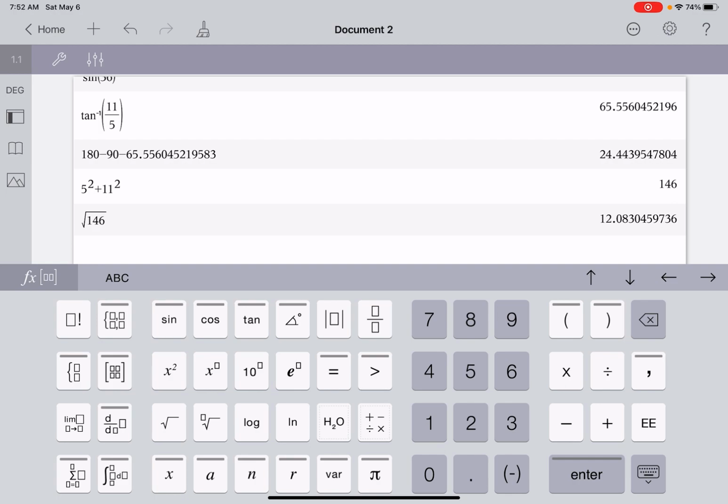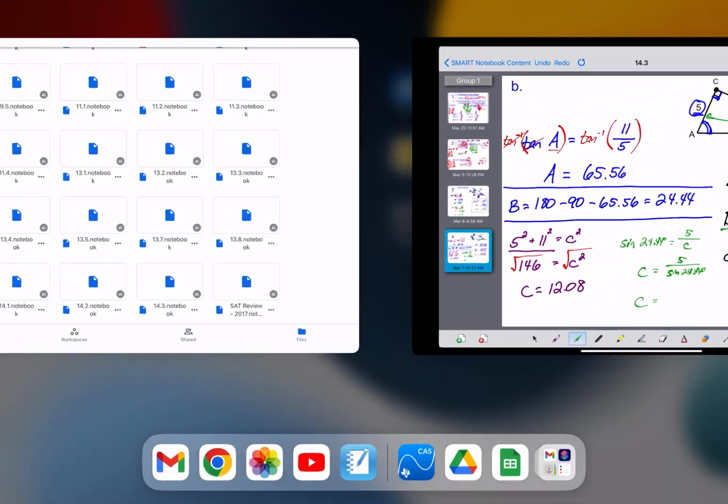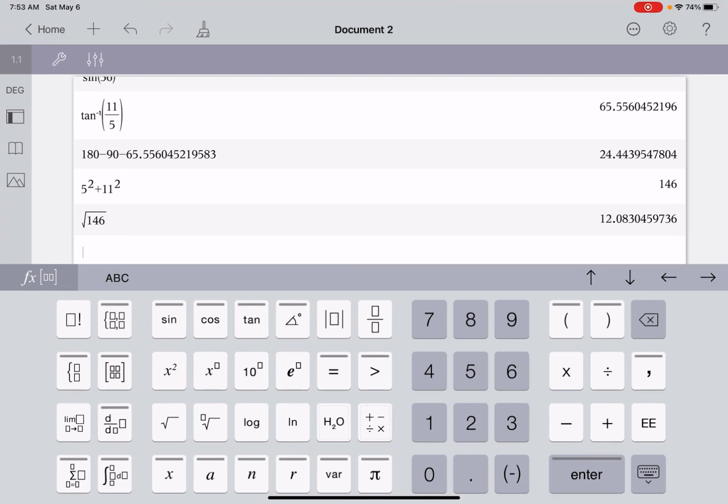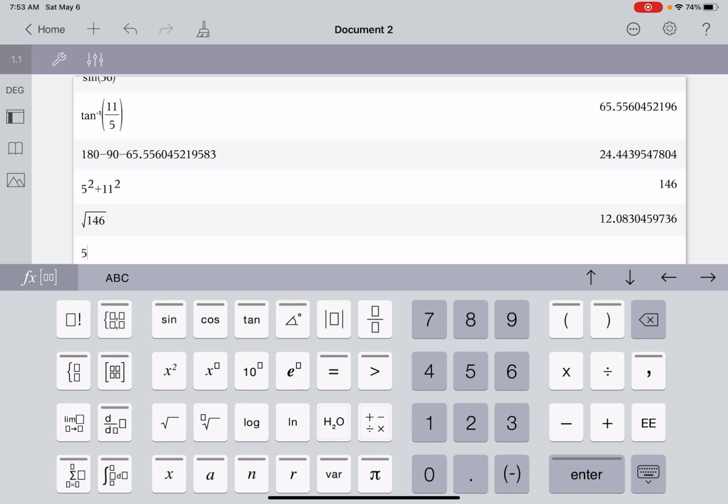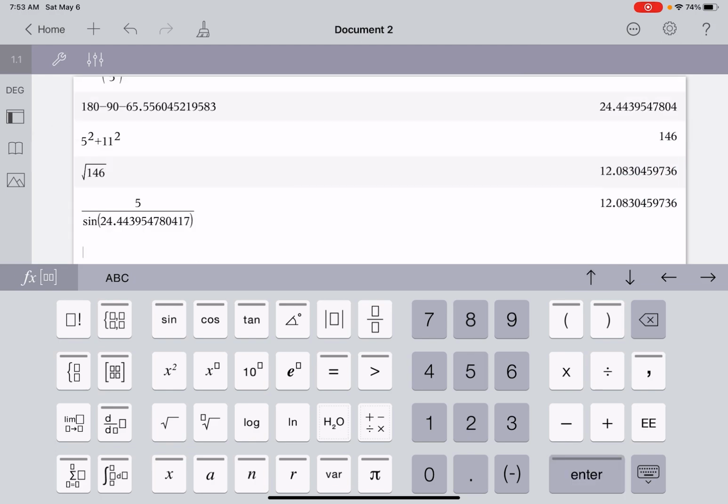Here's what I'm going to do, guys. Otherwise, this gets a little bit ugly. Let me try it without it. Let me see if we can do this here. You might be able to do this on your 84 too. 5 divided by, all right, let me write this out as a fraction. So, 5 over the sine of 24.44 degrees. If I do that and hit enter, see, it didn't put that where I wanted it to be. I was a little worried that might be the case. What if I did 5 divided by the sine, and now I went up, up, up, up, up, and hit enter? That should work.